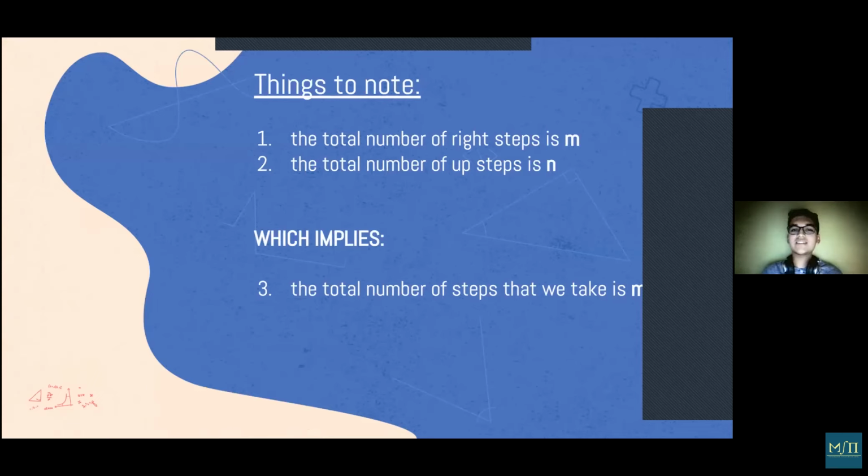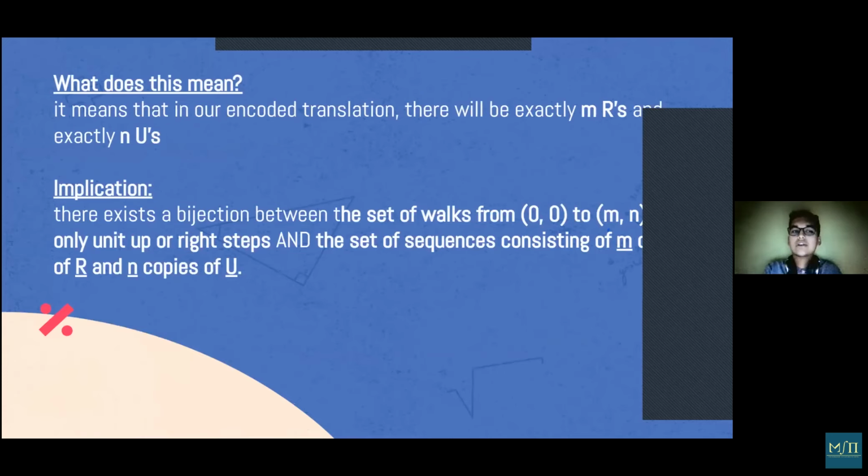Now with these things in mind, we will go into a bit more intricate details about this problem. Those things imply that in our encoded translation, as I've mentioned before, there will be exactly m R's and exactly n U's. This further implies that there exists a bijection between the set of walks from (0,0) to (m,n) using only up steps or right steps, and the set of sequences consisting of m copies of R and n copies of U. So this is a fairly intuitive bijection as well.